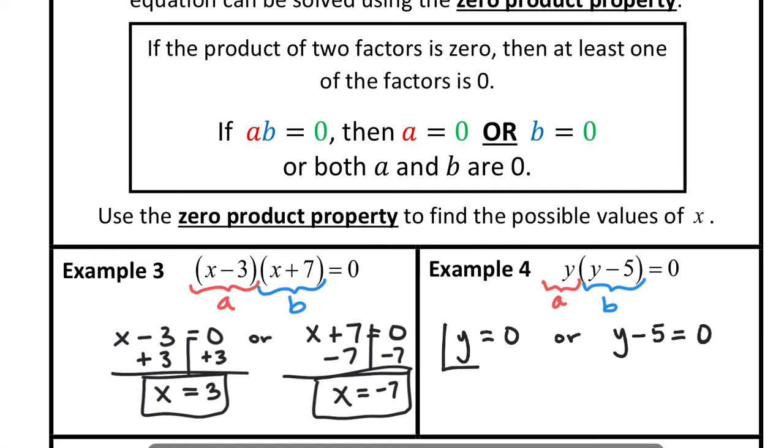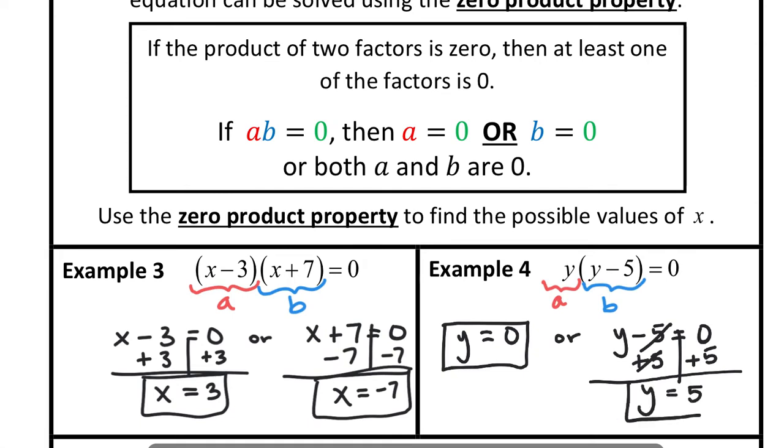Now, the first part gives me the answer right away. It's telling me that y equals 0. But for the second part, I have to do the opposite of subtracting 5, which is adding. So I add 5 on both sides. Y equals 5. So my two answers are y equals 5 and y equals 0.